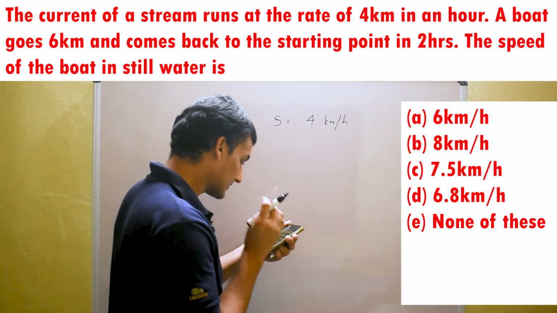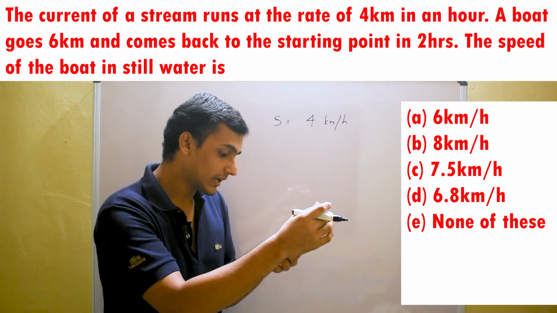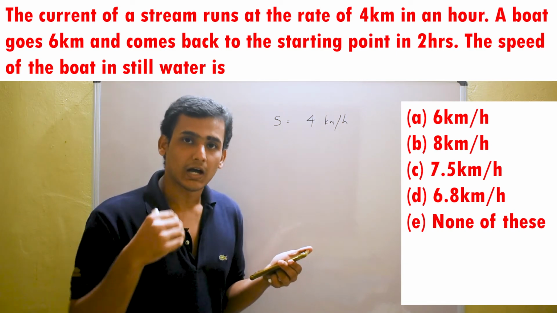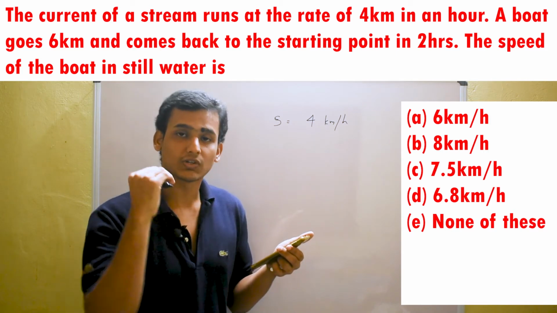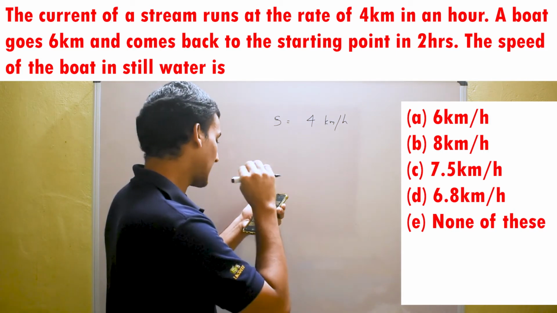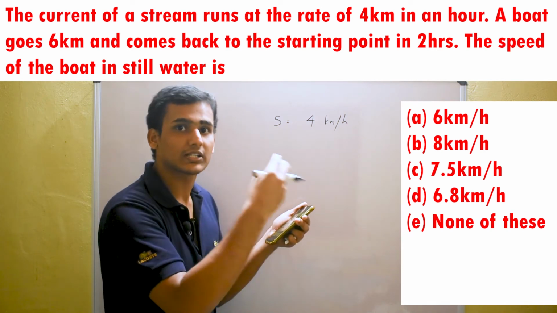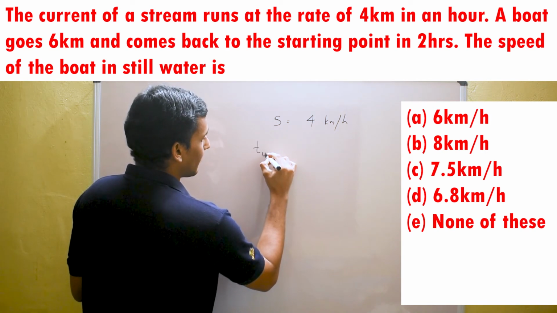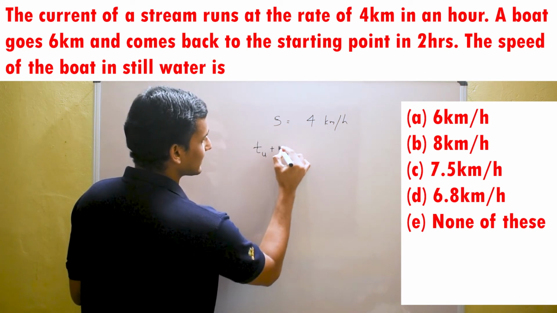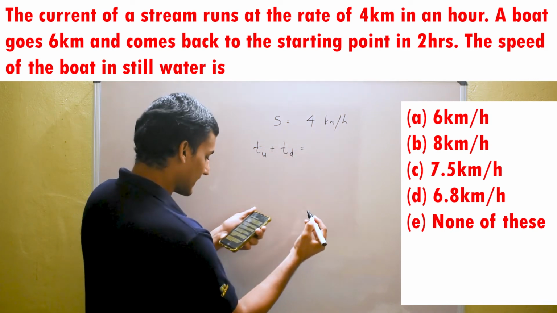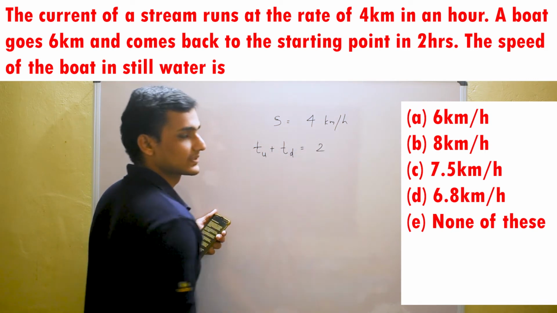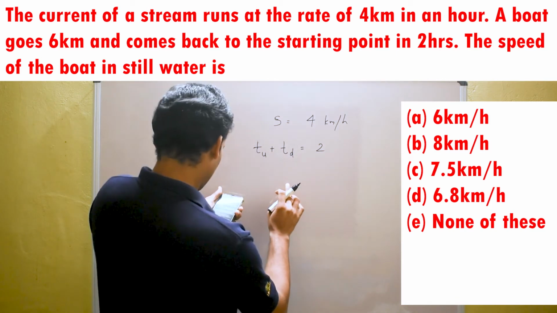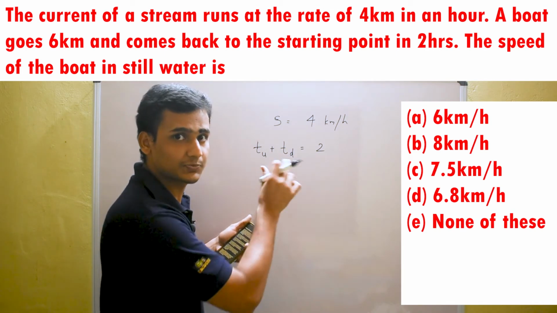And the question says that the boat goes 6 km and comes back. The boat is going and coming back. That means upstream and then downstream. The boat has gone upstream and then downstream. And the time is the total time taken for upstream and downstream. That is, upstream time TU plus TD is given as 2 hours. And then we are going to find the speed of the boat. We need to find the speed of the boat.